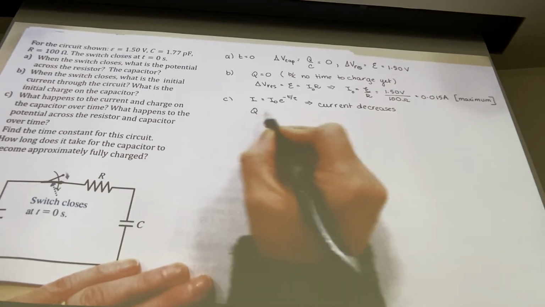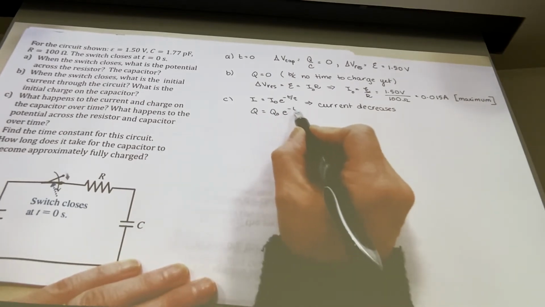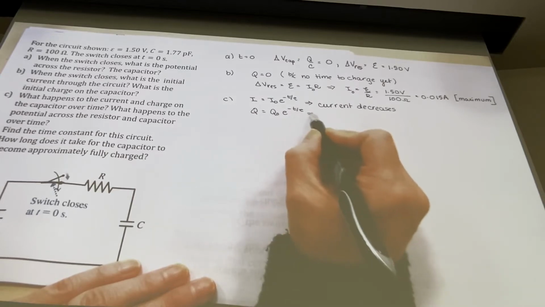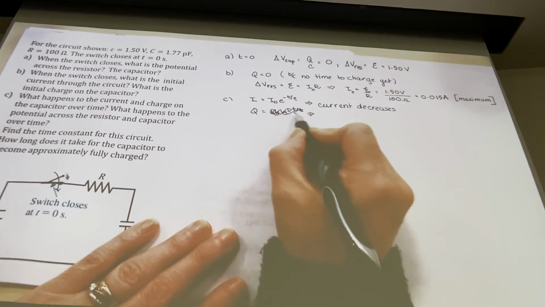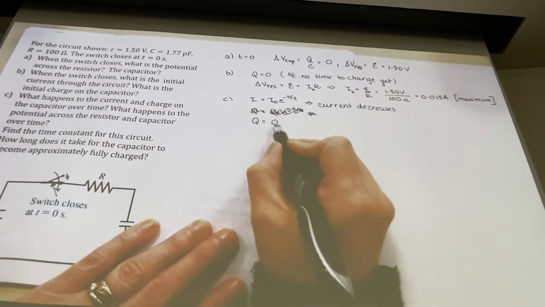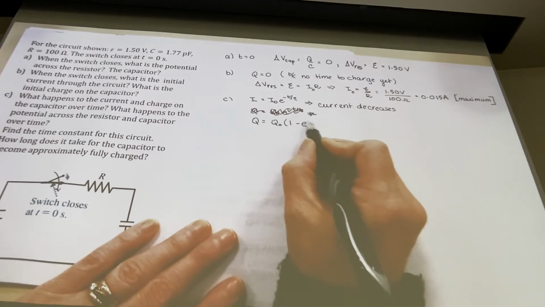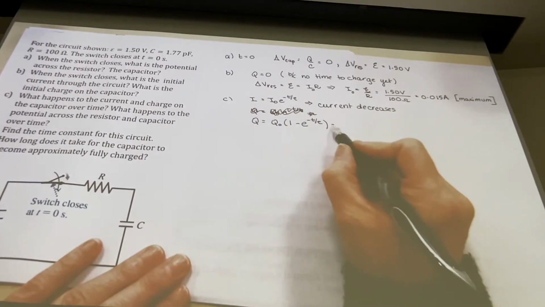For our charge, Q is equal to Q0, the maximum charge, e to the minus t over tau. My goodness, I was doing both circuits before I came here, now I've got them mixed up in my head. Q is equal to Q0, 1 minus e to the minus t over tau. There's our equation for our charging capacitor. This one increases over time.